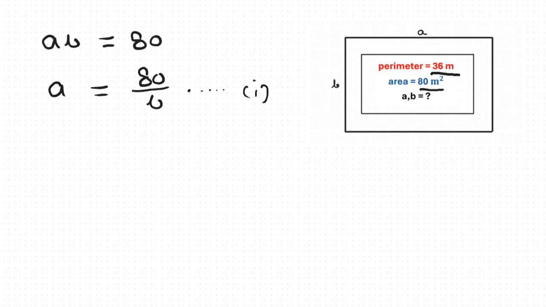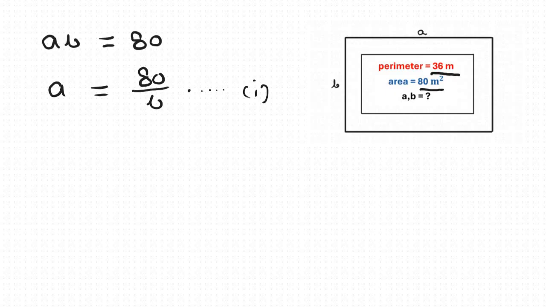So first we write the area equation. From the area equation we know that A times B equals the value of the area, which is given as 80. From here we can write A equals 80 divided by B. We can give it as equation number 1.